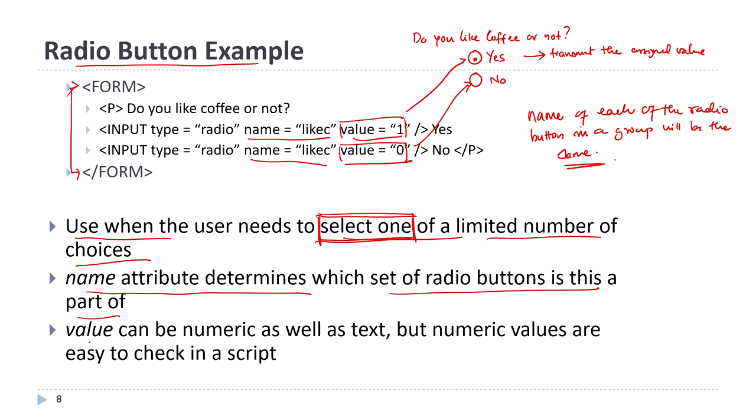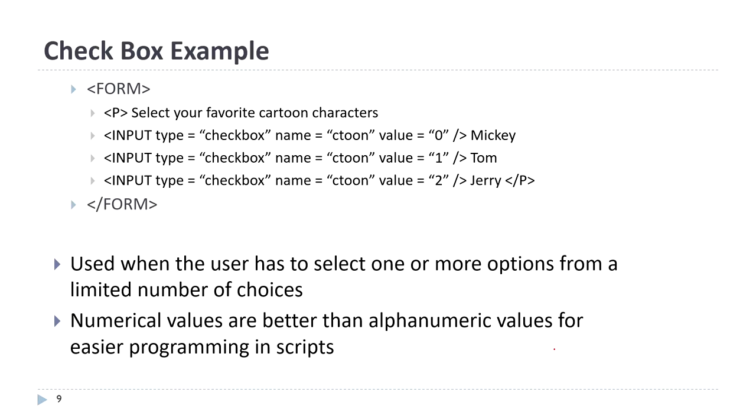The value can be numeric or text, but the numeric values are easy to check in a script. Most of the time, you will see people using ones and zeros because they are very easy to check and store, instead of writing the alphanumeric yes and no, because then you have to re-script part of it. Right? So, the programmers tend to use numeric values. Some people say you should store yes or no, the alphanumeric value.